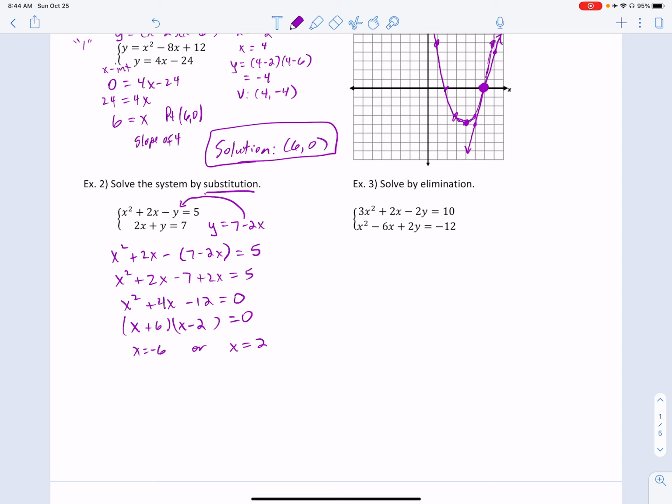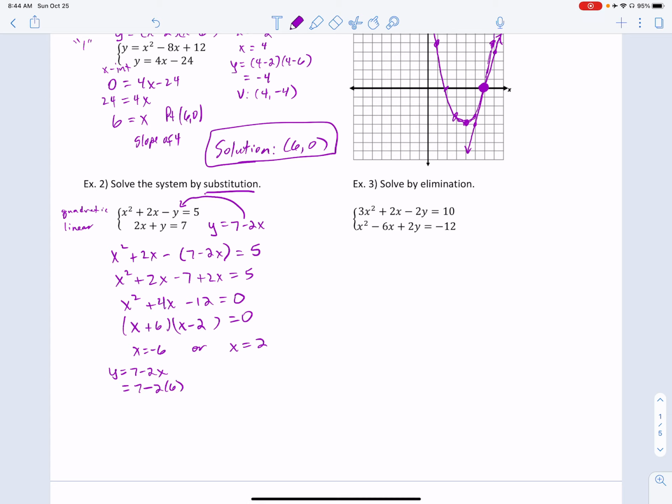So that's telling me, oh, this is a line and a parabola, right? This is linear. This is quadratic. So they can have no solutions, one solution, or up to 2 solutions. In this one, this must mean that that line intersects the parabola in 2 points. So we have the x coordinates. We need to go and find the y values. So I'm going to plug the x values into this y equals 7 minus 2x.